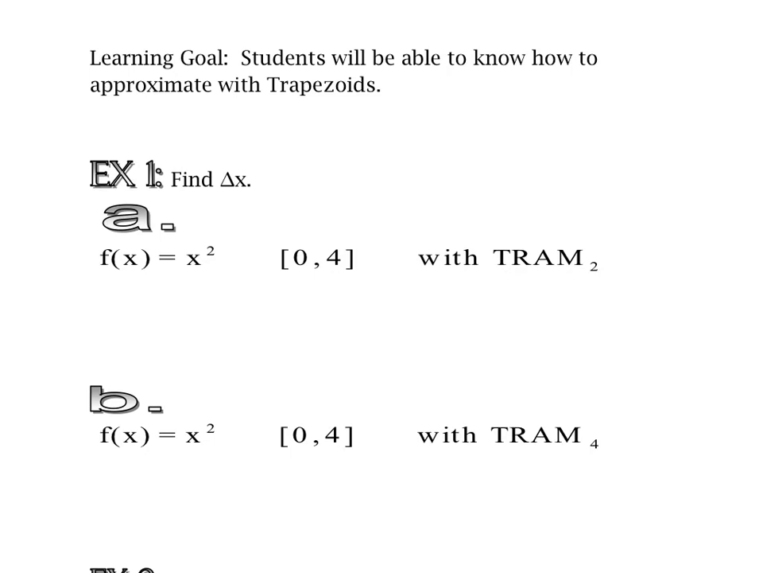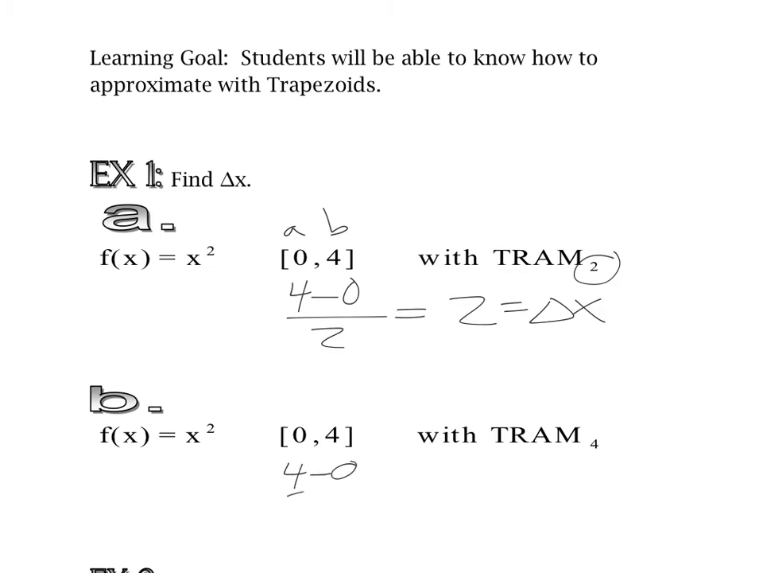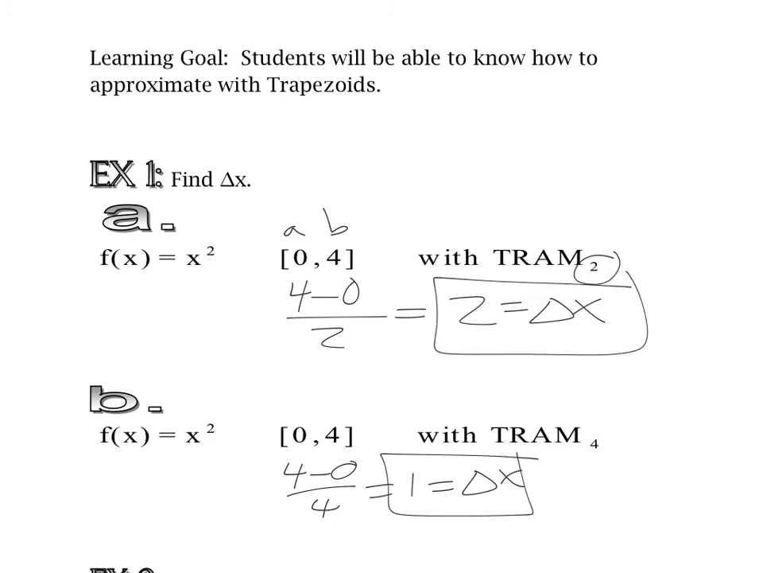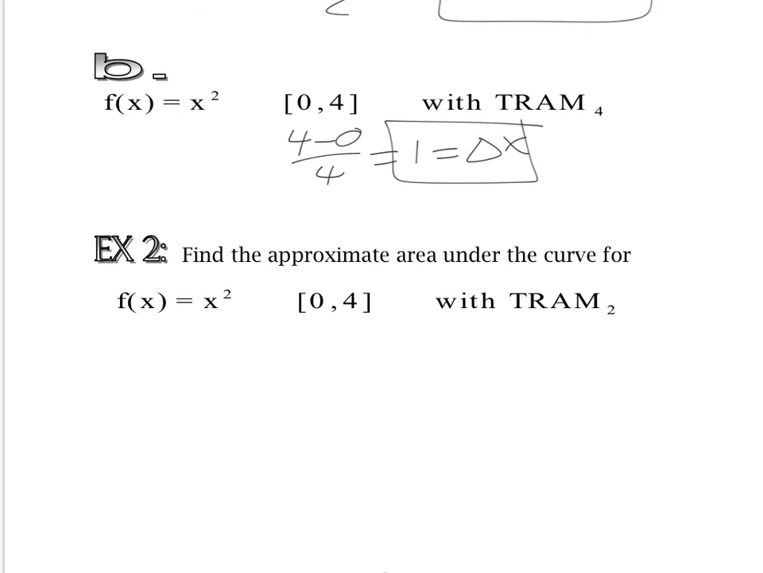So same thing as usual. We're going to calculate our delta x real quick. We've done this several times now. So you're just going to do your b minus a divided by your n. Again, there's your n. So this is 4 divided by 2, or 2. So your delta x for the first problem is 2. Then here we have 4 minus 0 over 4. That's 1. So your delta x for this one is 1. That part's pretty easy. Now let's get into the actual math here.